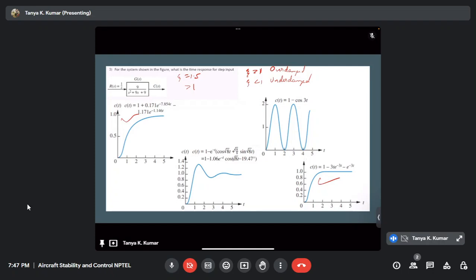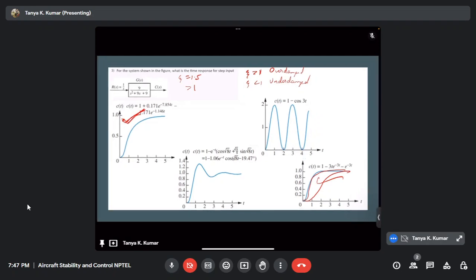There is a method to find out the exact equation, the G(s). We'll get into that in a while, but this is a simple way. If the graphs are given to you, you will be able to find out quickly. So critically damped is this straight response, and your overdamped case is slightly below that, which is what is given in this graph. Option A is the right answer.